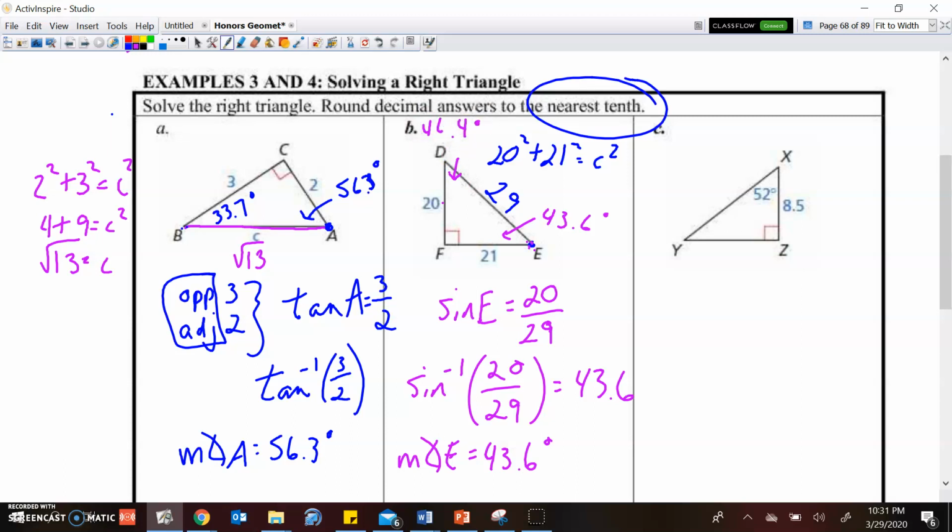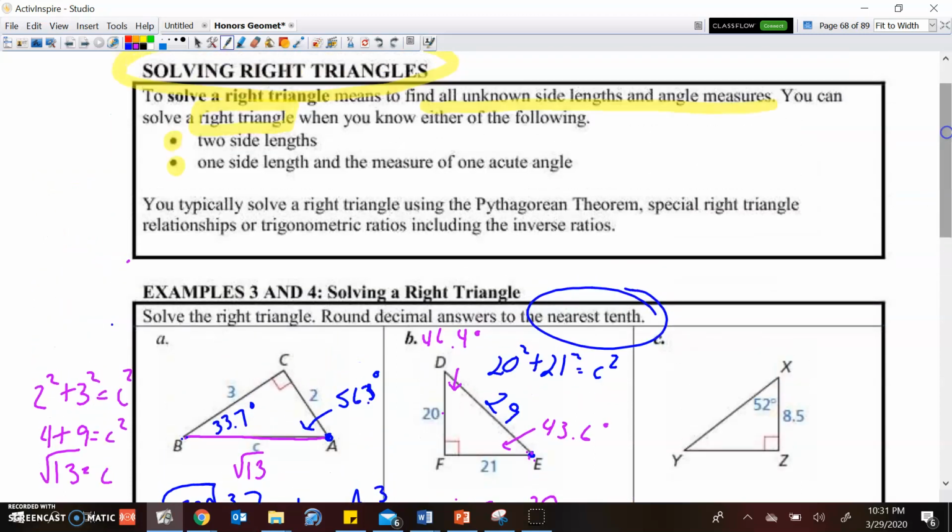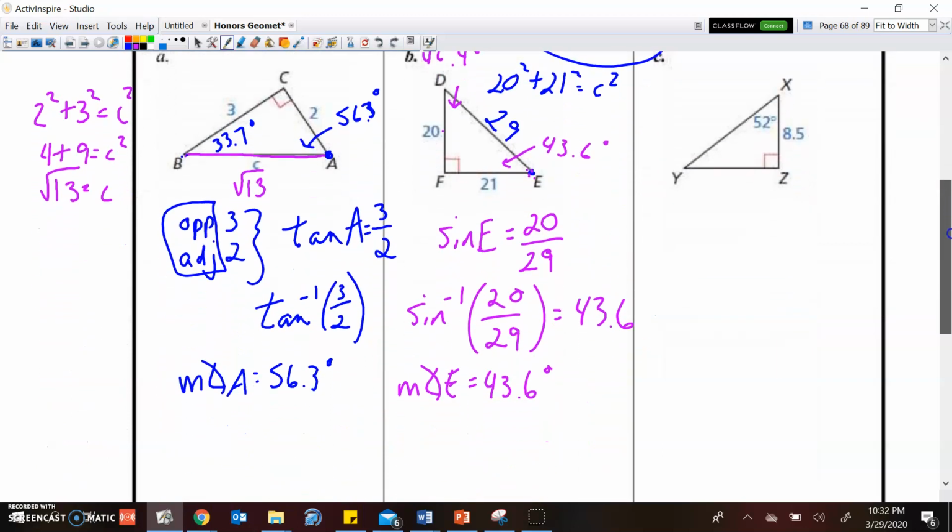We have solved that right triangle. We filled in all of the missing angle and side values. Now in those ones, they gave us 2 of the side lengths. So remember up above, they said you can do this as long as you have 2 side lengths, or here's the other scenario we're going to do in letter C: 1 side length and the measure of 1 acute angle.